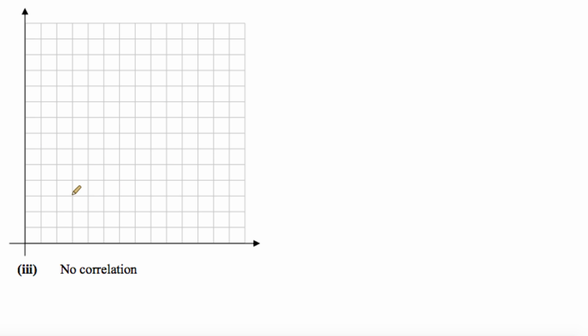Okay, no correlation at all means just the points are randomly scattered everywhere and they're not going in any particular trend or direction. So 1, 2, 3, 4, 5, 6, 7, 8, 9, 10, 11, 12, a few more there. So that's no correlation.